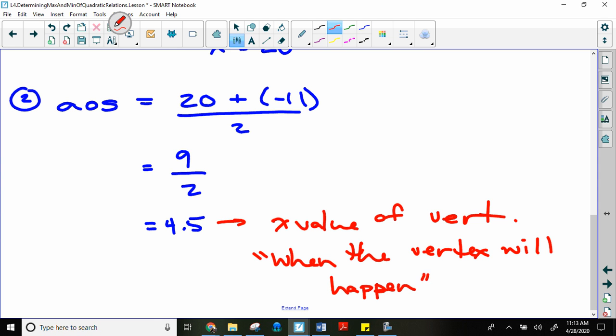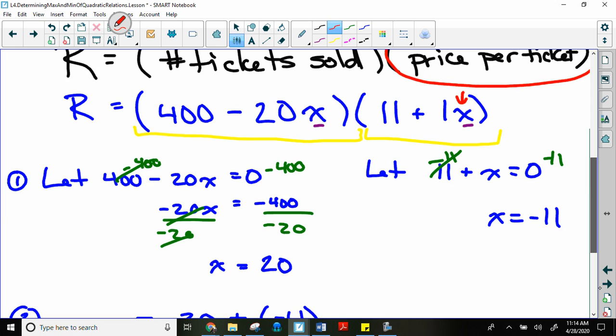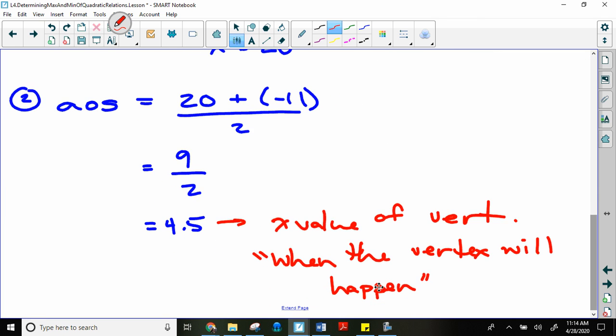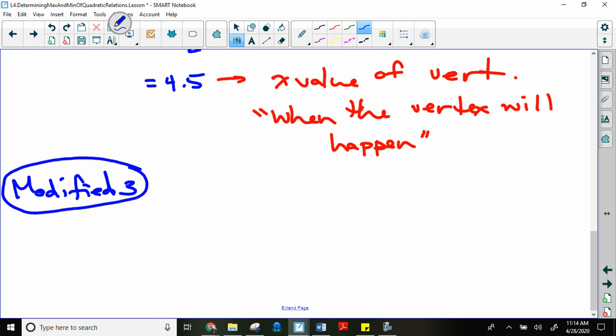In the case of our question, the x value, we could plug it into there and we could find out what the price per ticket would be to maximize the revenue. We're not worried about what the maximum revenue is. We're looking at what price would maximize the revenue, what ticket price. So we have to take this 11 plus 1x and we have to do something a little bit different here. So we're going to call this modified 3 because the other one we just plugged into the original equation.